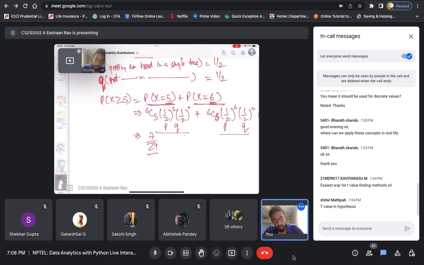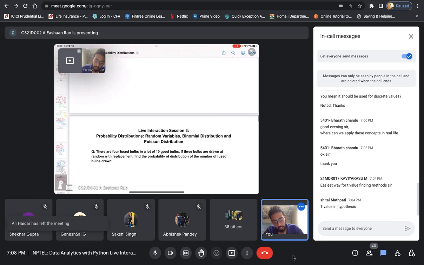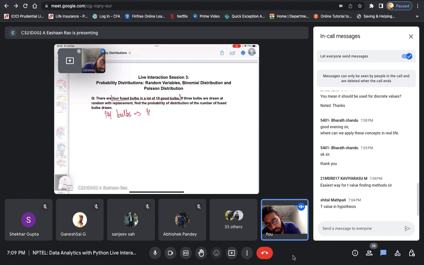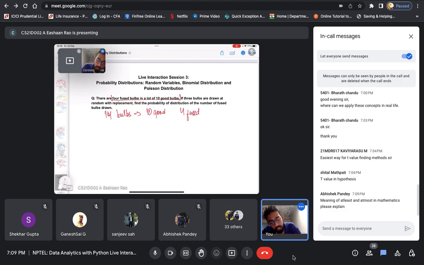Okay. Now let's take another question. In this, there are 4 fuse bulbs in a lot of 10 good bulbs. If 3 bulbs are drawn at random with replacement, find the probability distribution of the number of fuse bulbs drawn. So assuming this, we have 14 bulbs in total, out of which 10 are good bulbs and 4 are fuse bulbs. Okay, now 3 bulbs have been drawn.